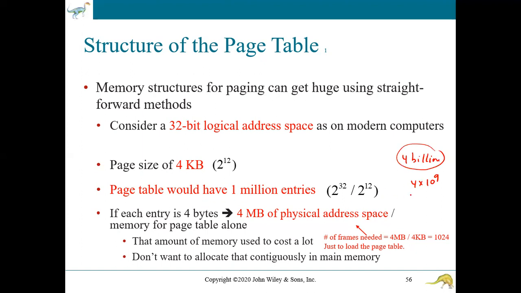So let's say the number of frames, it should be 1 kilo, 1024. The number of frames required for this process is 1024. But I'm asking the size of the RAM. The size of the RAM, how many frames do you have in the RAM?